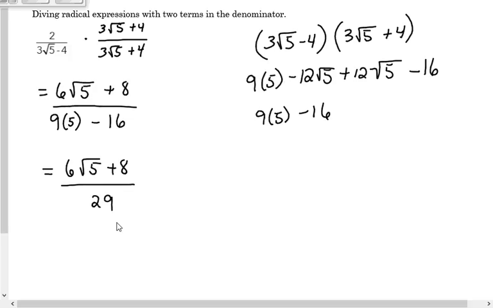So that is the end of 5.2. Again, the new thing is to make sure that you know how to rationalize the denominator and understand this idea of conjugates.